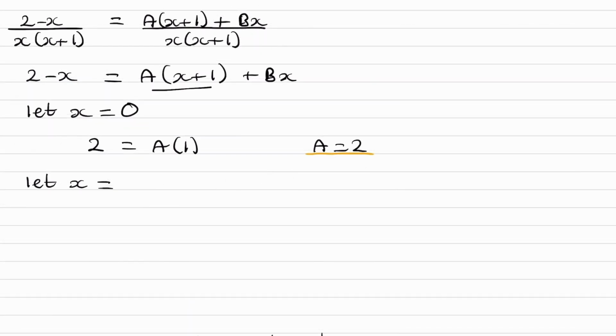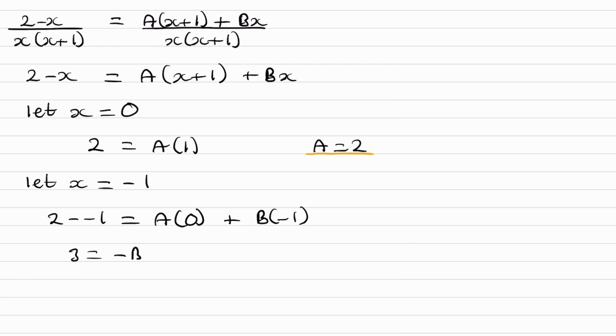So we want this bracket to now be 0. So let x equal to minus 1. We then end up with 2 minus minus 1 is equal to a times 0, so this becomes 0 now, and plus b times minus 1. 3 is equal to minus b, so b is equal to minus 3. Okay, now we can put this back in.